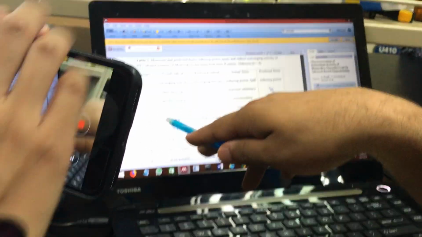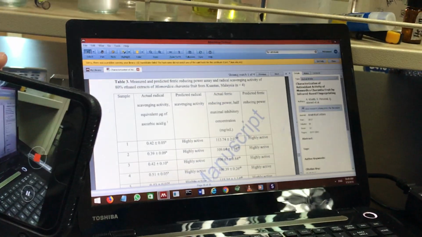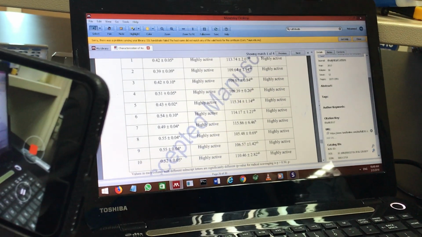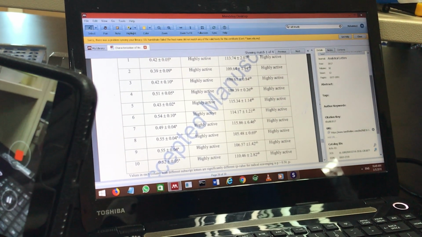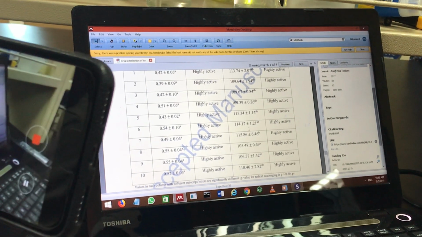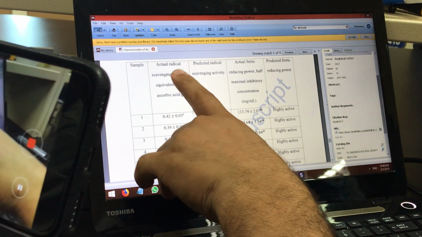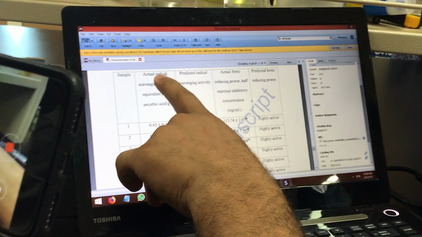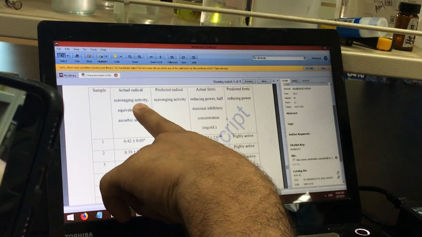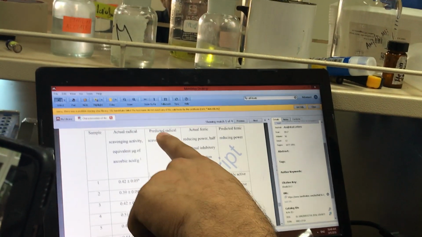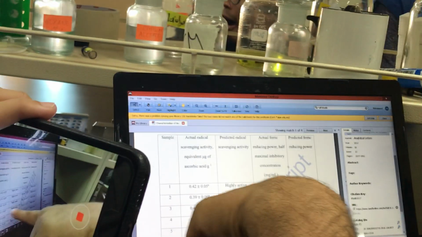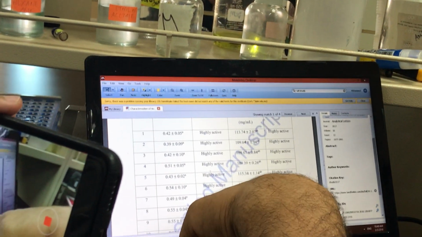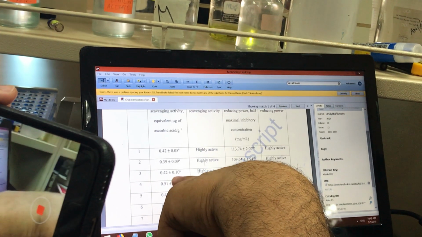And she brought how many samples? 10 samples from different shops or different farms. Here you can see the radical scavenging activity. This is the DPPH and the prediction from the software. You can see. This is how we will do it further.